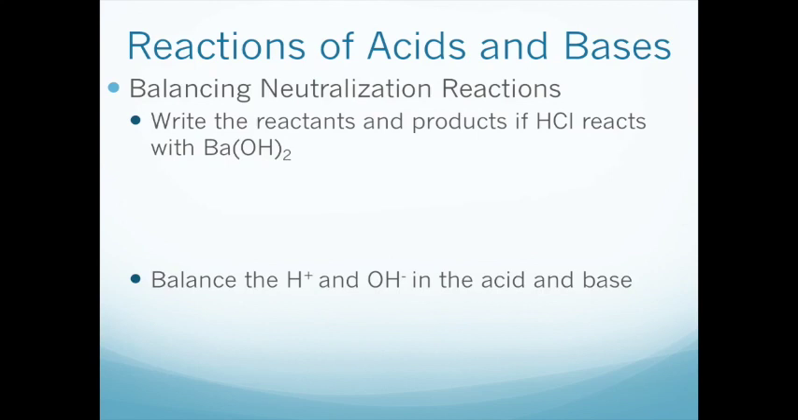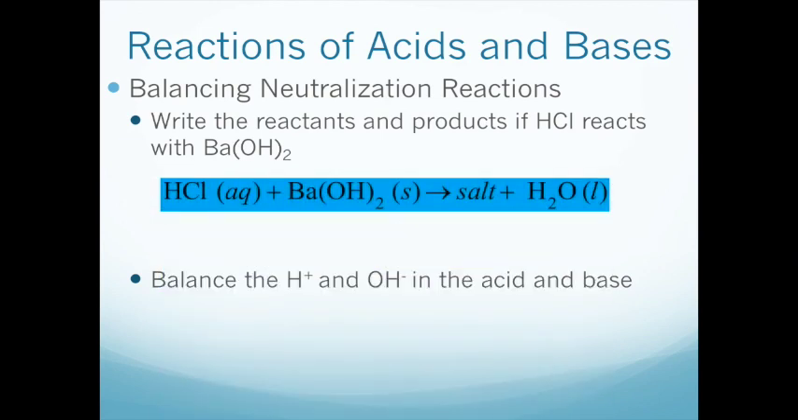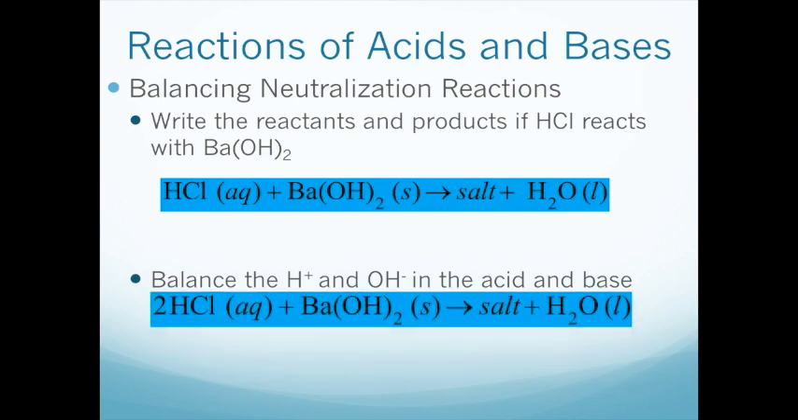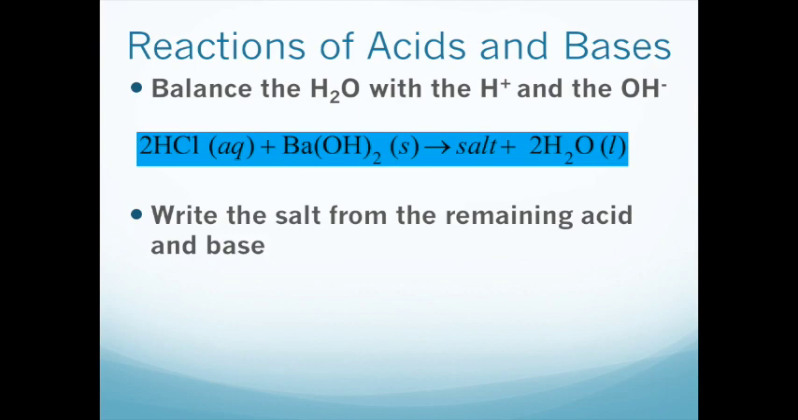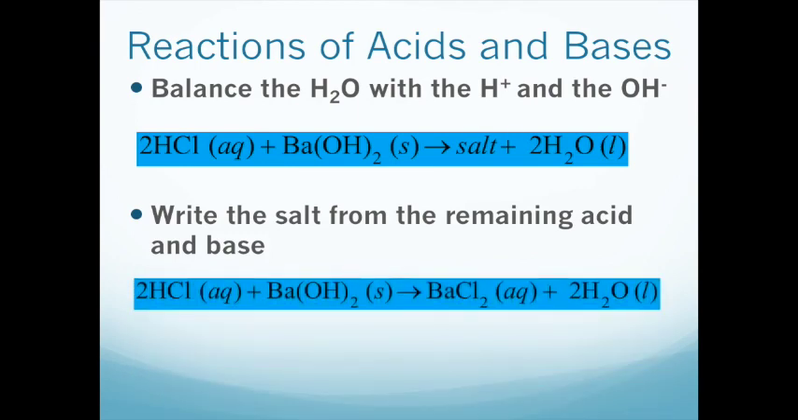Now, you can balance a neutralization reaction in the case where there is more than one hydroxide ion bound to a metal. So in the case of barium hydroxide reacting with HCl, you actually need to use two protons to neutralize both hydroxide ions. So you have to use two HCl molecules to neutralize one barium hydroxide molecule. This produces the salt, which is BaCl2. So in this case, chloride and barium combine together and leave behind the water in this double replacement reaction.